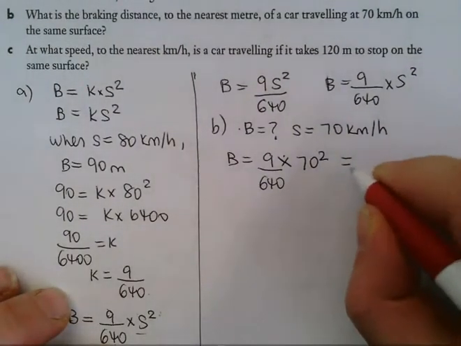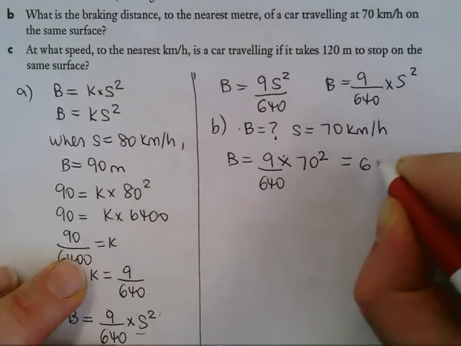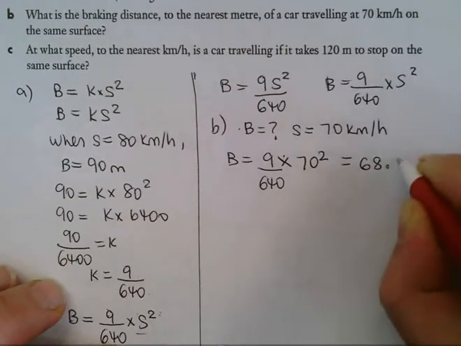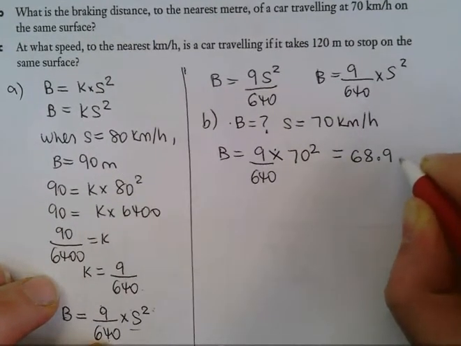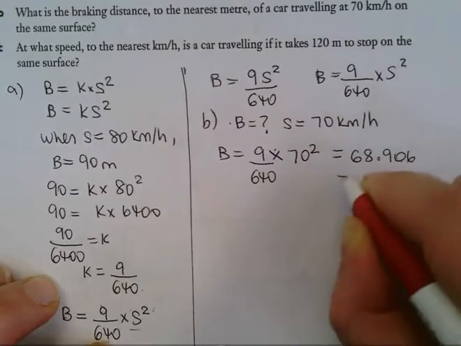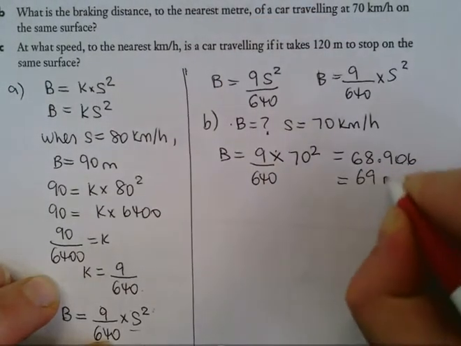What do we get? 68.906. Let's just do 0.9, 906. They're asking to the nearest meter, which is 69 meters.